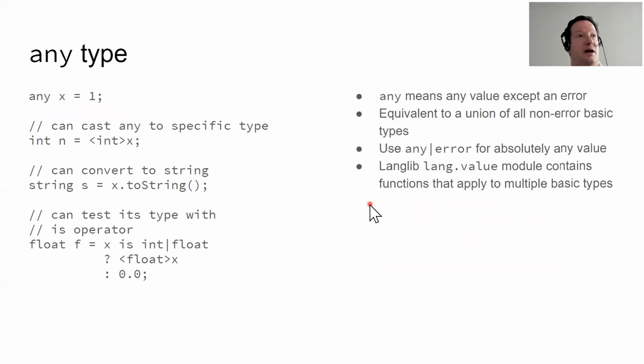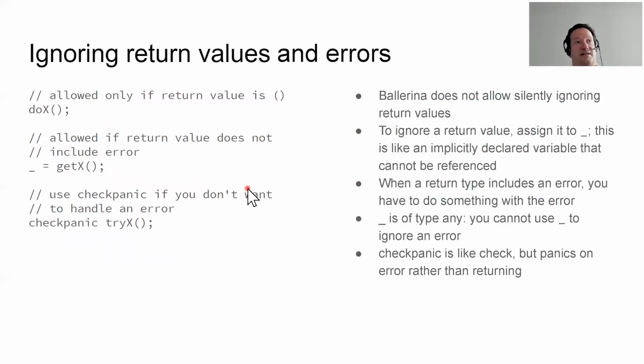Okay, the any type. You can think of this as just being a big union. But one thing that might trick you up is that any matches any value except for error. So it doesn't match error. This is because we want to be explicit about errors. So it's equivalent to a union of any basic type other than error. You can't actually do very much with any. Typically you have to cast it to another value. The way you use an any value is typically to test what type it is and then do something with it.